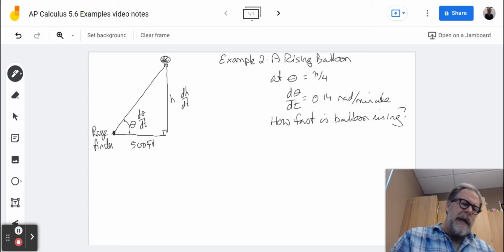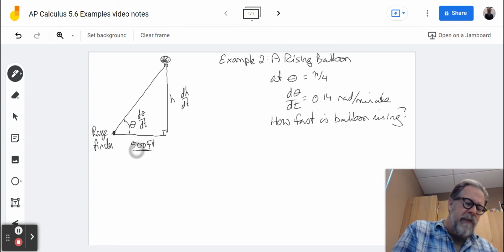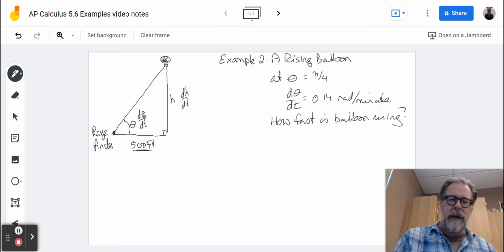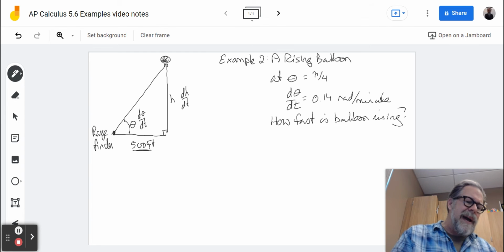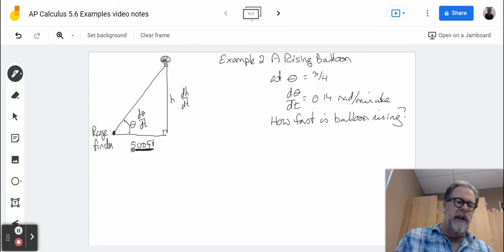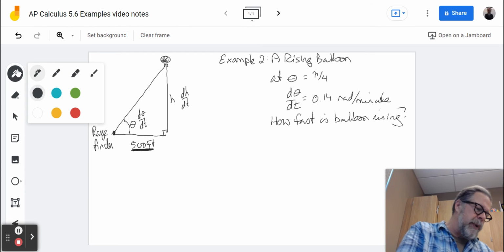So when I drew my diagram, what I like to do is label the base as 500 feet because I know that's not changing. I labeled the angle as theta, and I also added d theta dt to remind myself that the angle is changing. And I wrote a height, and I wrote dh dt to remind myself that the height is changing. Because remember, we've talked about before, the only thing that you can just plug in as a value at this point is the 500 because it's not changing. It is a constant. So the question is, how fast is the balloon rising?